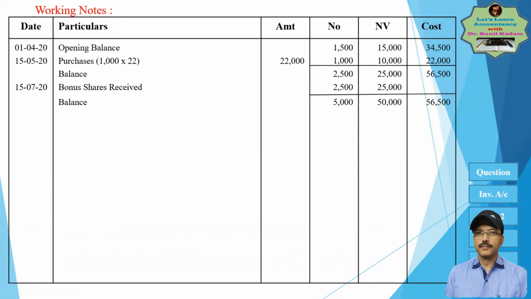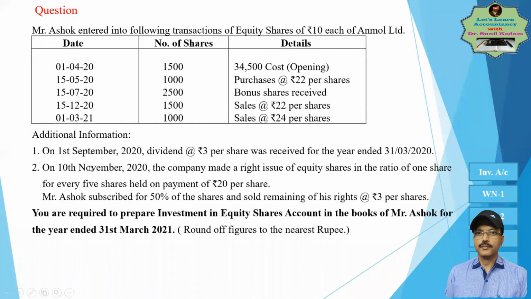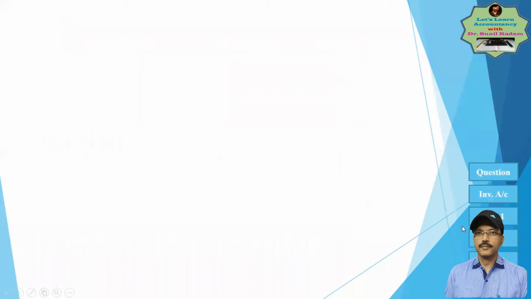Why? Let me explain that. See, 5,000 was the number of shares and the rate is 3 per share, so it is 15,000. Obviously, one can say, sir, as per this adjustment, on 1st September 2020, dividend at the rate of 3 per share was received for the year ended 31st March 2020. But this information, 31st March 2020, is important. The dividend is given on this balance. So Mr. Ashok, having 5,000, will not be able to receive the dividend on all of that 5,000. Let's check out how the dividend is calculated.